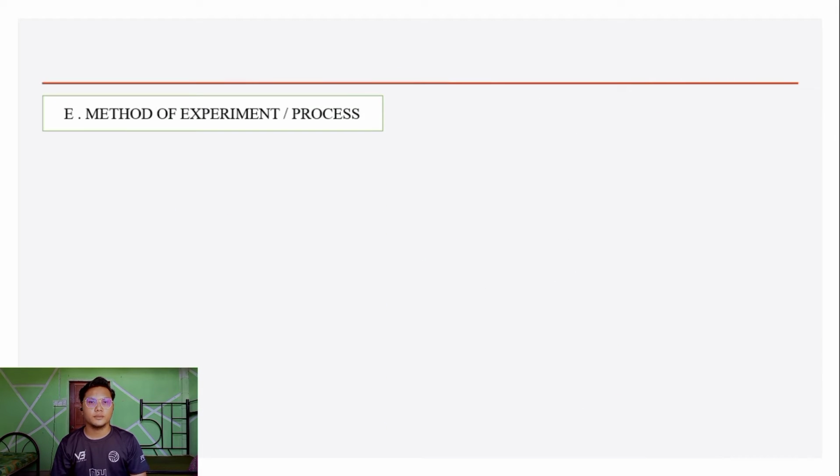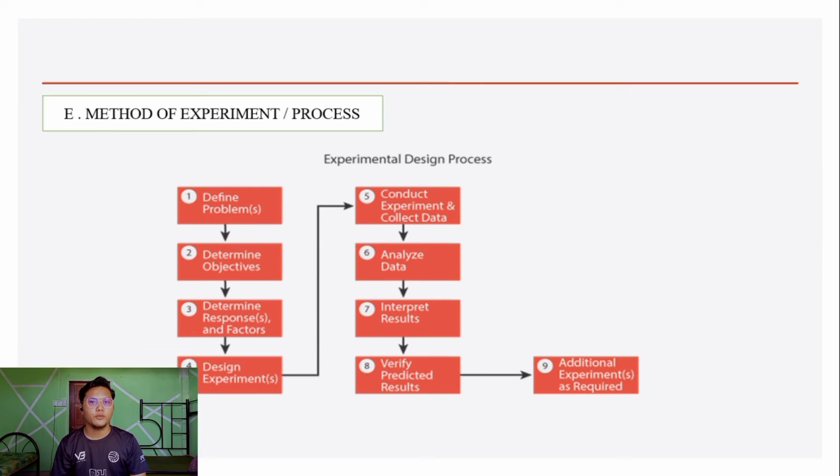Method of experiment. First one, we need to define the problem and determine the objective. After that, determine the response and factor.